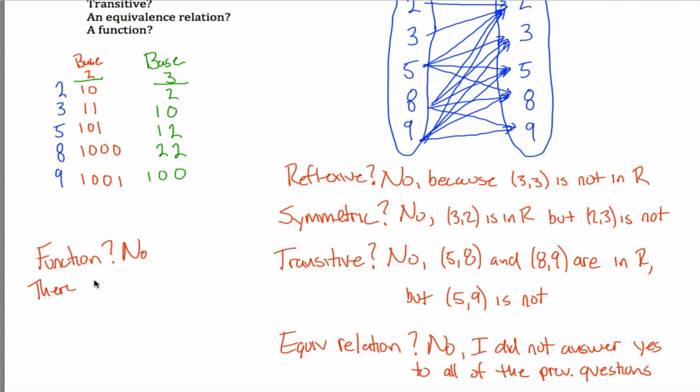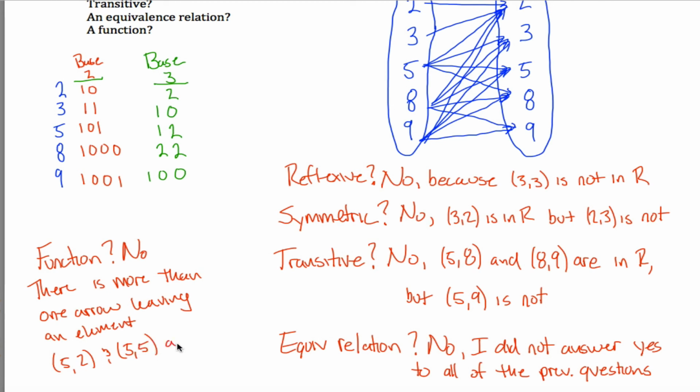There is more than one arrow leaving an element. 5, 2 and 5, 3 are in our relation, for example.